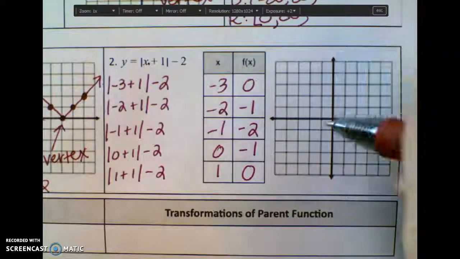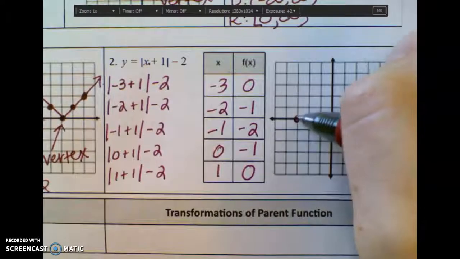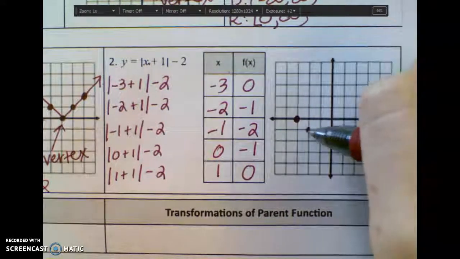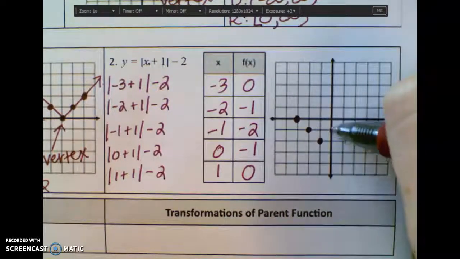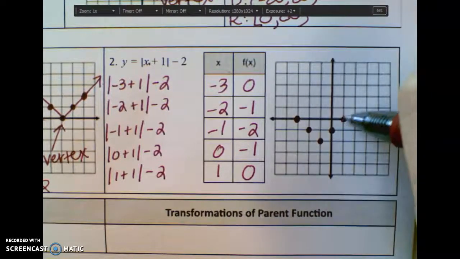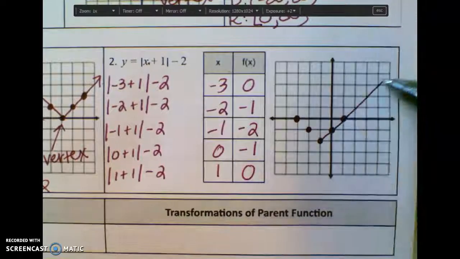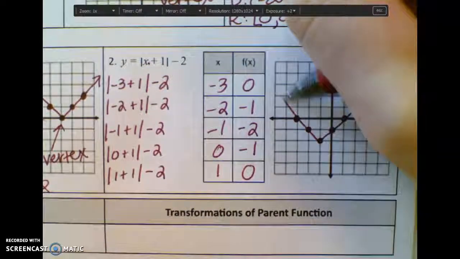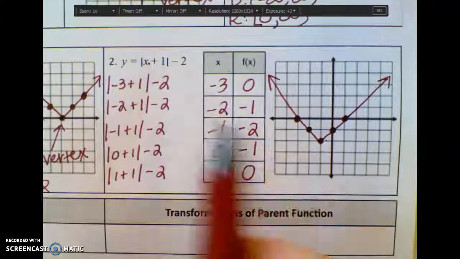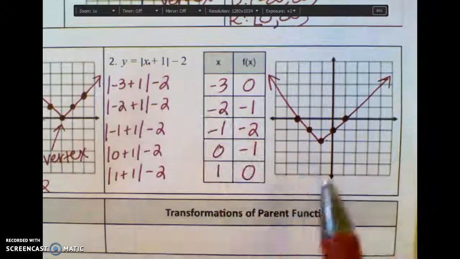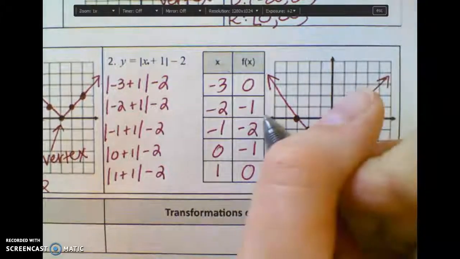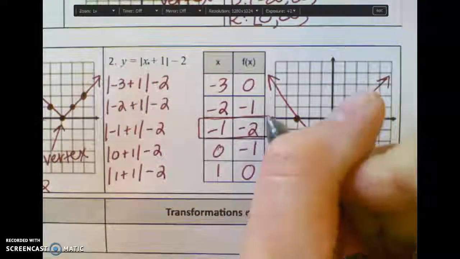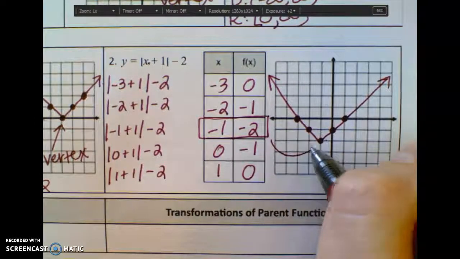I'm going to go to -3, 0, to -2, -1, -1, -2, 0, -1, and 1, 0. So here is my absolute value function, the graph of this one. Let's talk about it real quick. Look at that vertex. Here is our vertex, and that is -1, -2 in our table.